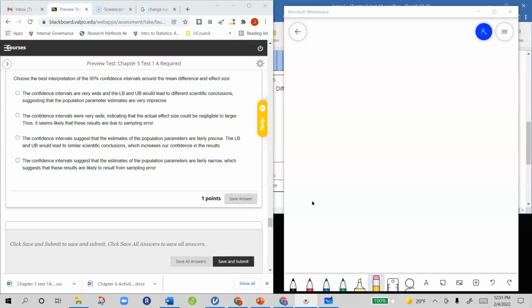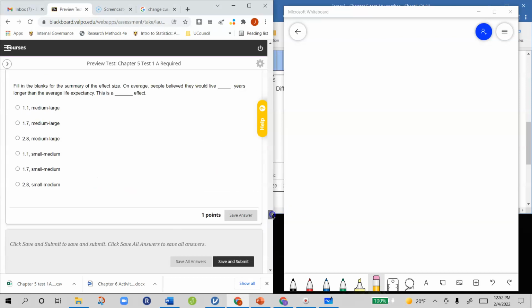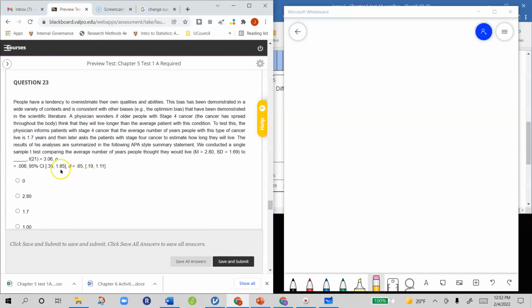Our next question here is about the 95% confidence intervals around the mean difference and the effect size. So let's go back and look at those differences real quick. Our confidence interval around the mean difference is 0.35 to 1.85. So we're 95% sure that the true value is between 0.35 years and 1.85 years, which is a pretty big difference, right? The d here, our effect size, is 0.65 with a confidence interval that ranges from 0.19 to 1.11. So our lower bounds in both of these cases are very low, right? A difference of 0.35 years is not unreasonable in terms of thinking about how much people are off by in their estimates. And an effect size of 0.2 is quite small.